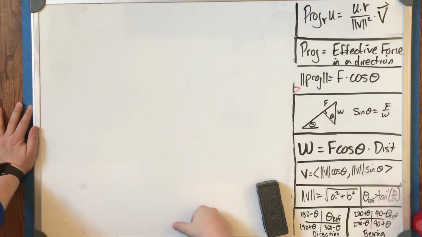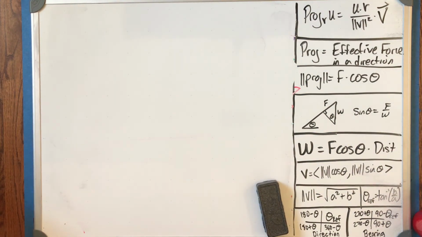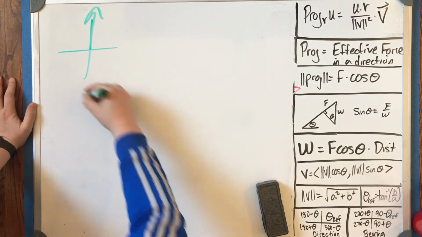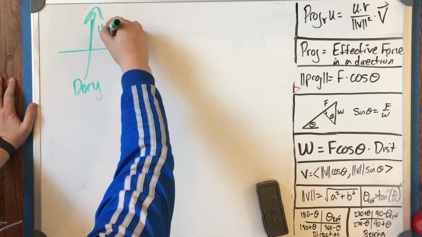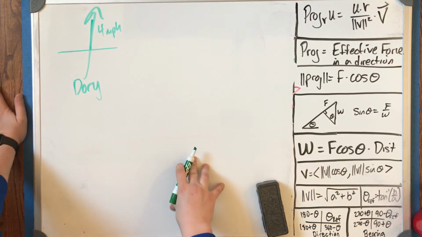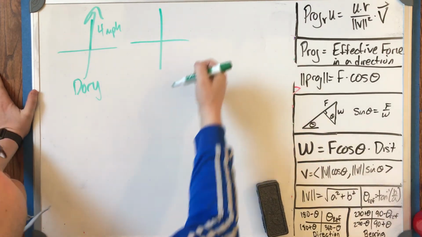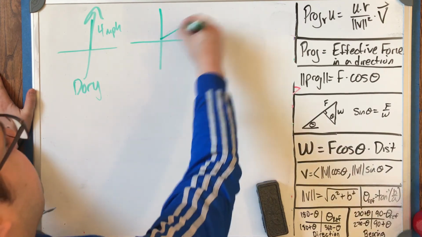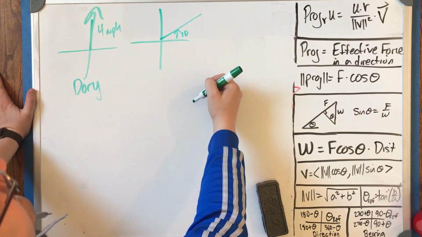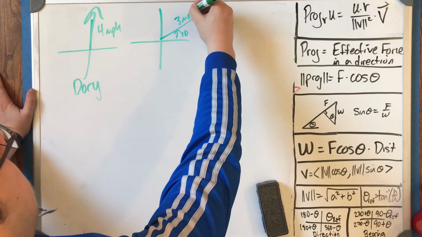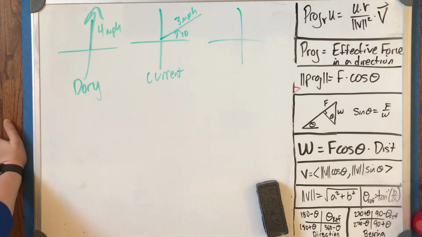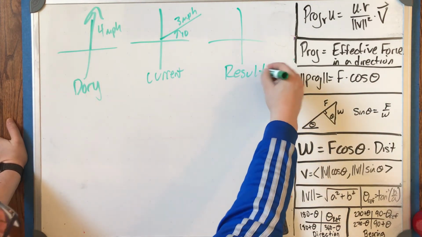Aw, fun. Dory can swim 4 miles per hour in still water. She is swimming at the surface of the water northward. So Dory's going north at 4 miles per hour. The current in this situation is going 10 degrees north of east, at 3 miles per hour. So this is the current, and we want to figure out which way Dory is actually going to be swimming.